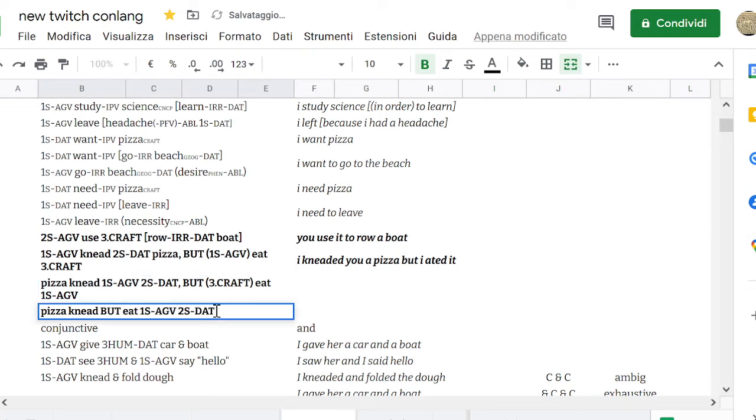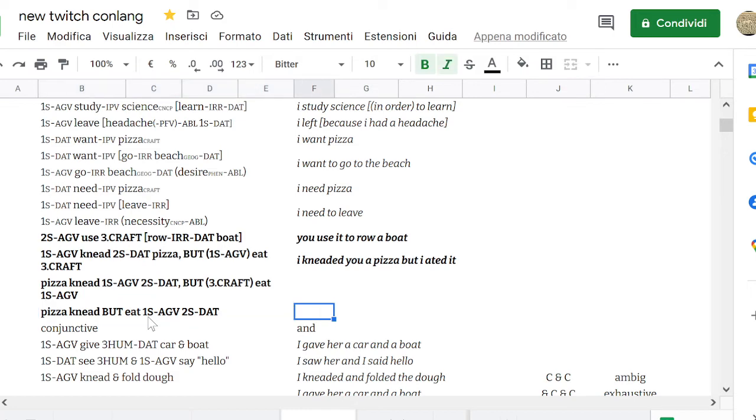So this could be very elegant. The issue with doing this is now both need and eat have, so having the first person agent applying to both is fine. However, having the second person dative is not fine necessarily, because what this implies is, if we were to do this in English, we would be saying, I needed and ate a pizza, for you. So the issue, you could probably hear that in the English once I said that, is that you didn't eat it for them.